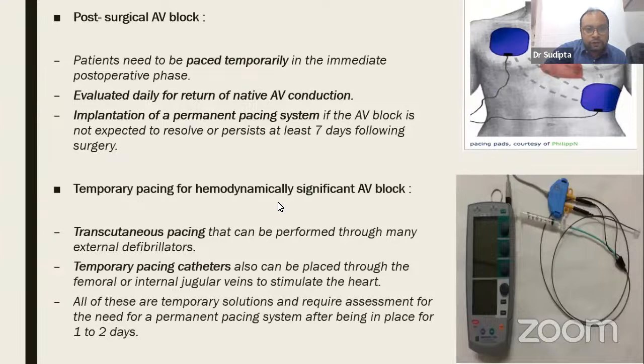And temporary pacing for a hemodynamically significant AV block in the office, in the OPD or emergency practice might involve transcutaneous pacing by means of defibrillator pads as shown, and some temporary pacing catheters, which might be inserted through either the femoral vein or the jugular vein.